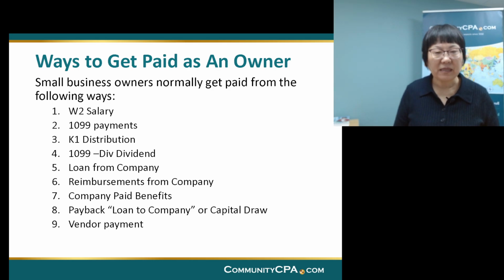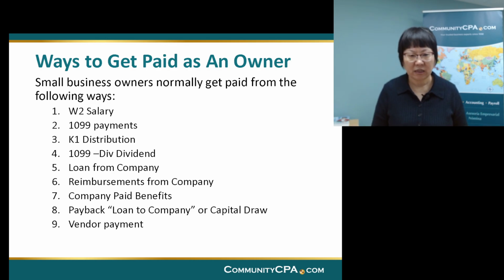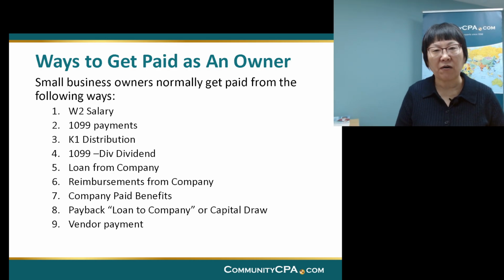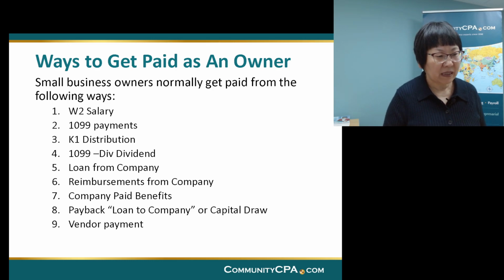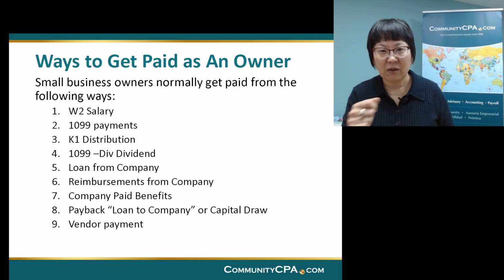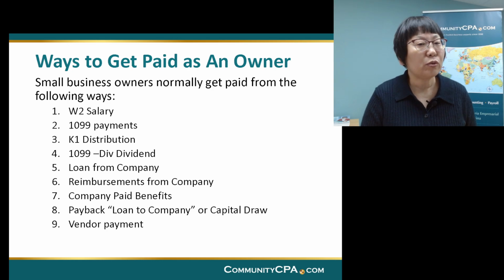And number 9, the vendor payment. You pay yourself as you are a vendor, like you are Walmart. And you just write a check for yourself, and it's sort of like reimbursement or can be a vendor payment. It means that you may have another company, and you can write a check from your company to your company and to yourself. So these are 9 quick ways.